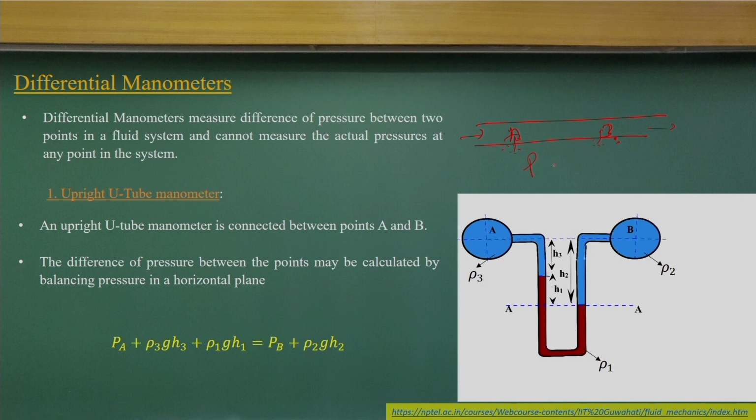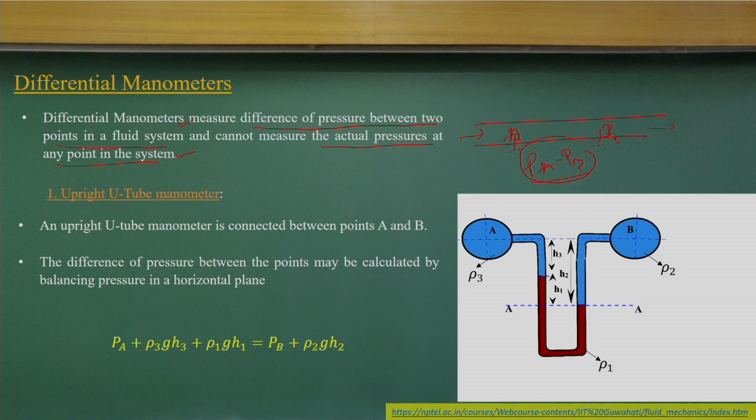That means I am looking at the difference PA minus PB, which is driving the flow from one side to the other. So, we use differential manometers, which measure the difference of pressure between two points in a fluid system. As I said, it does not measure the actual pressure at any point of the system, it measures a differential pressure. At any two points of a system, we can attach these manometers to measure the pressure difference between PA and PB.